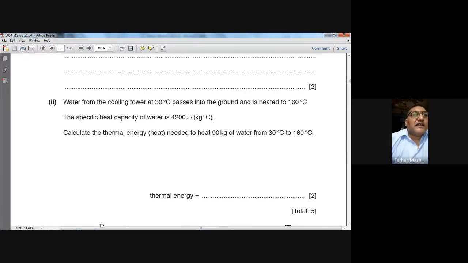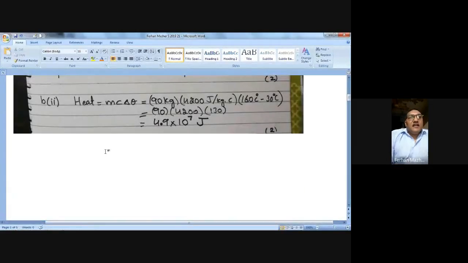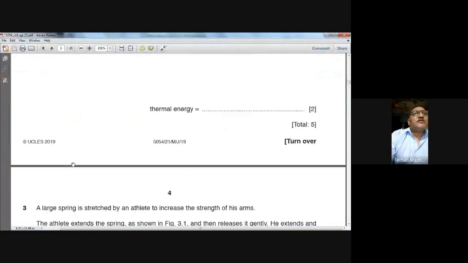It's a 2-mark numerical. I have solved it on your screen. I hope you can see. Heat is equal to mc delta theta. m is 90 kg. c, specific heat capacity, is 4200 joules per kg per degree centigrade. And change in temperature will be 160 minus 30. The change in temperature will be 130. So multiply them, the answer will be 4.9 x 10^7 joules. I hope you have understood this numerical. Okay, we are moving to the next question.